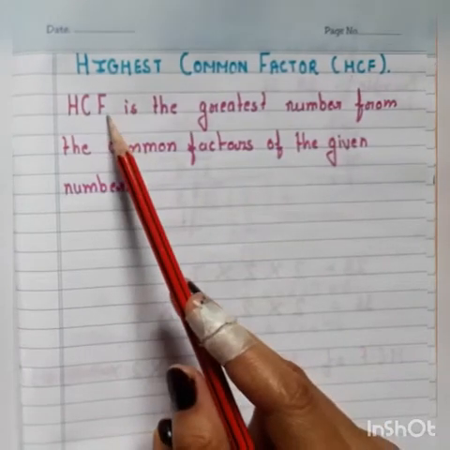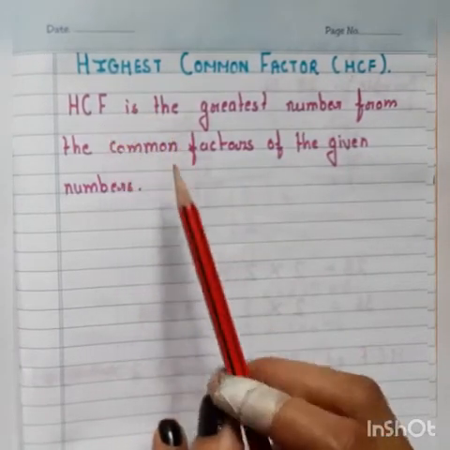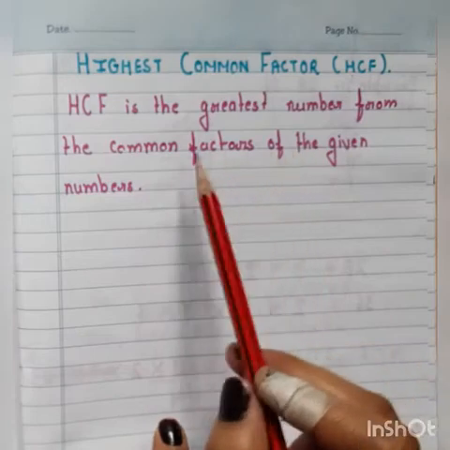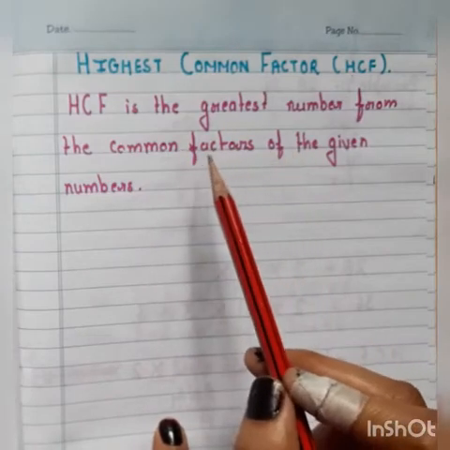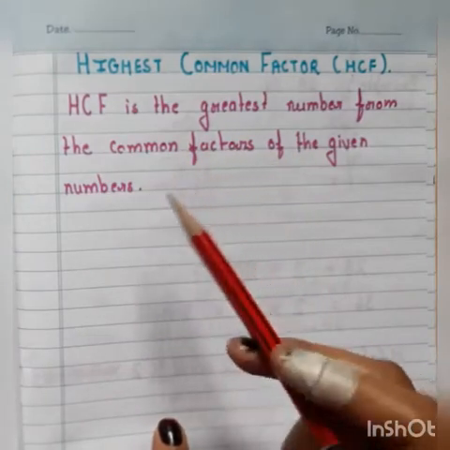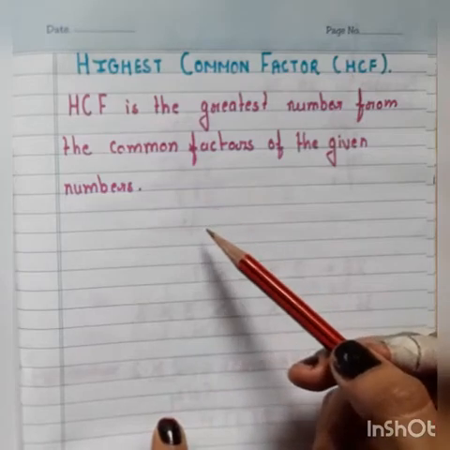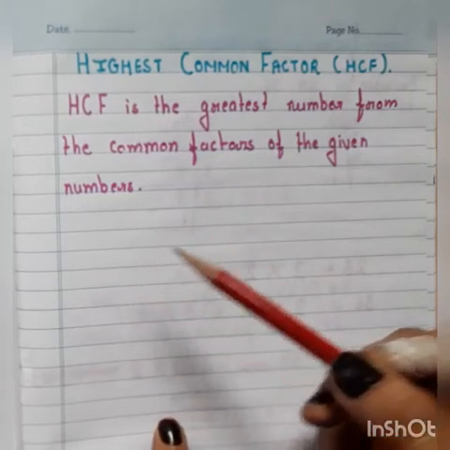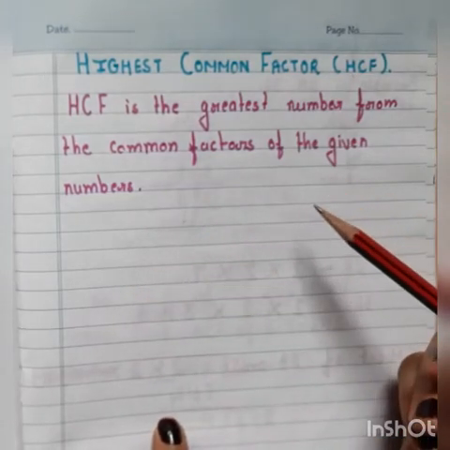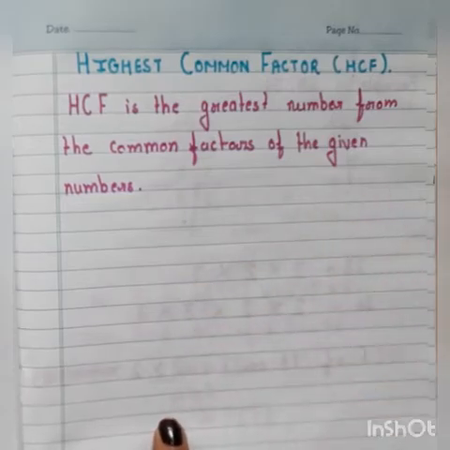So what is HCF? For finding the HCF, you have to write down the factors of a number, and then you have to find out the greatest common factor. There are two methods of doing an HCF. One is the prime factorization method and another one is the division method. So let's start.